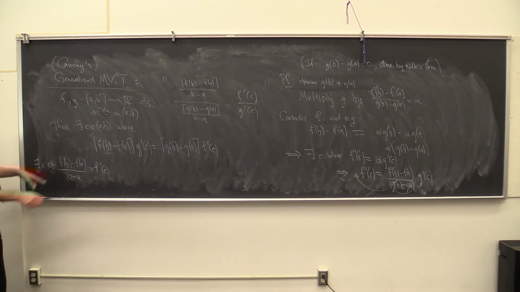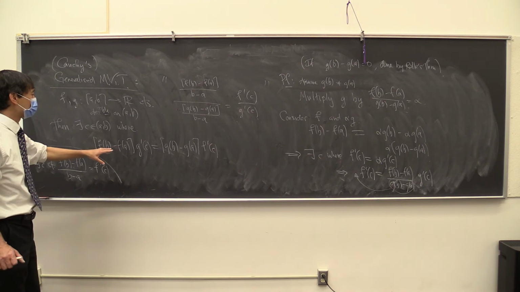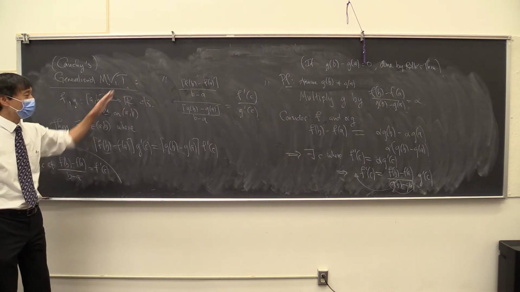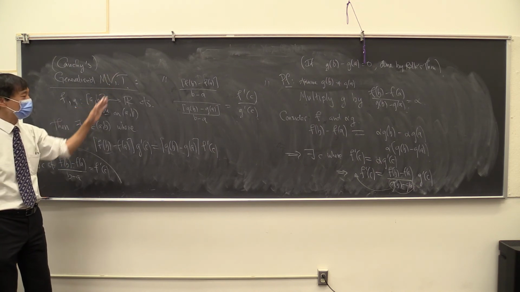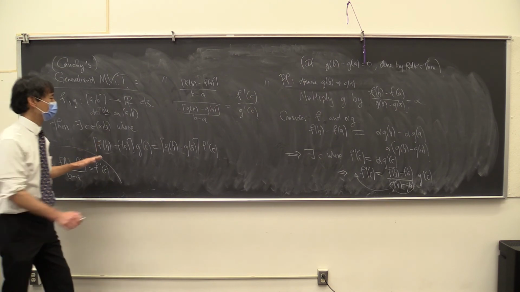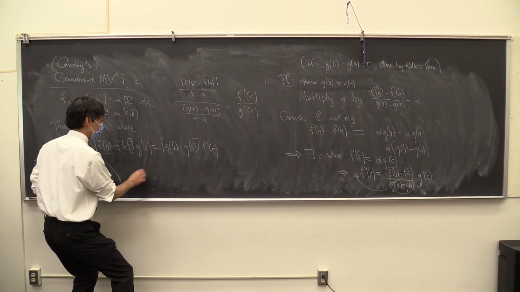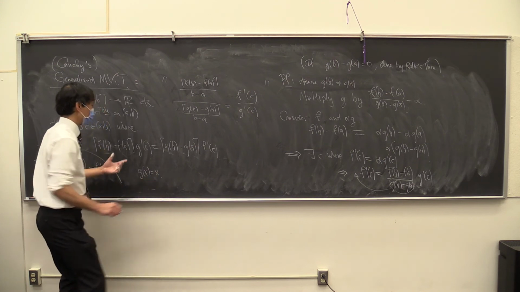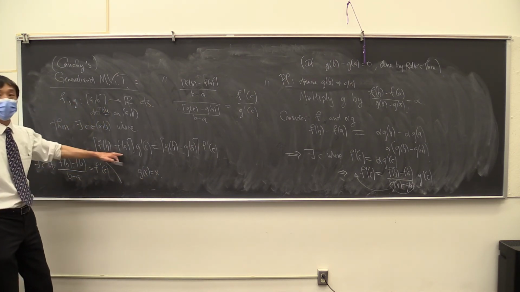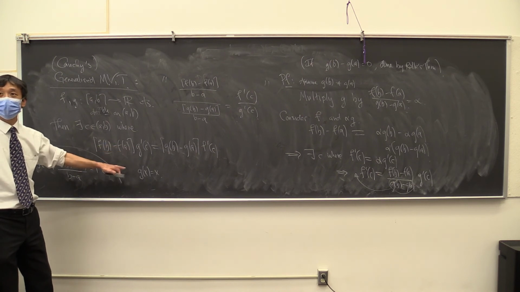Now the mean value theorem, as you might suspect, is an immediate consequence of the generalized mean value theorem. If you take one of these functions to be just the straight line, L of x equals x, suppose I let g of x be equal to x, then you see that the standard mean value theorem just falls right out of this.